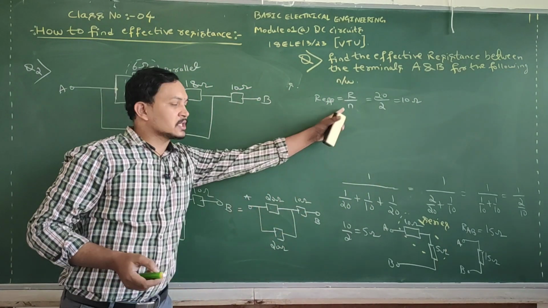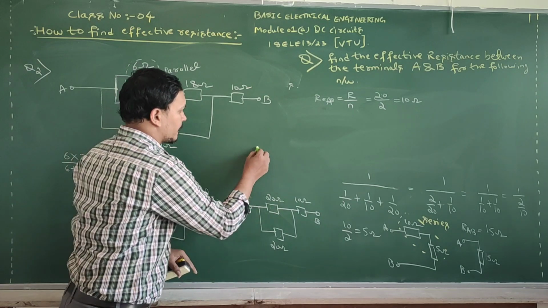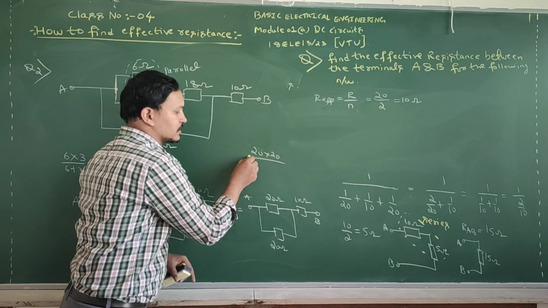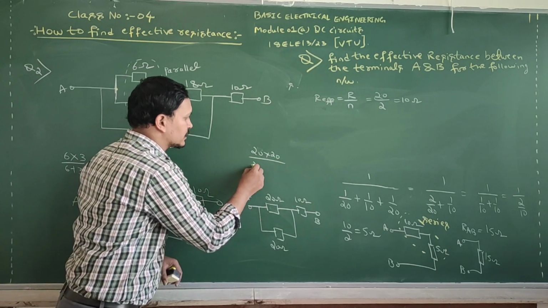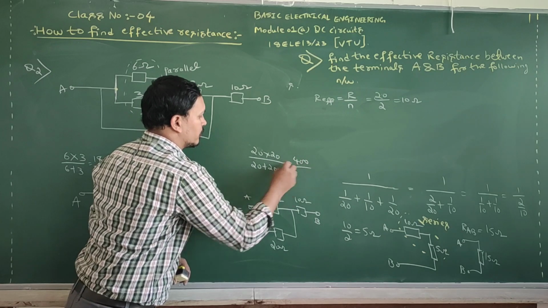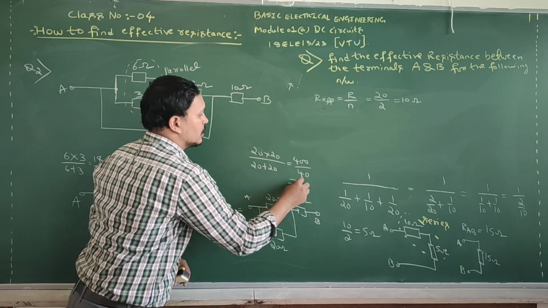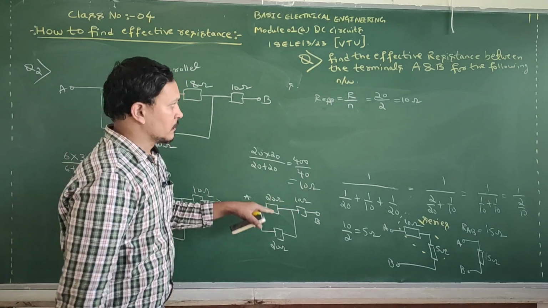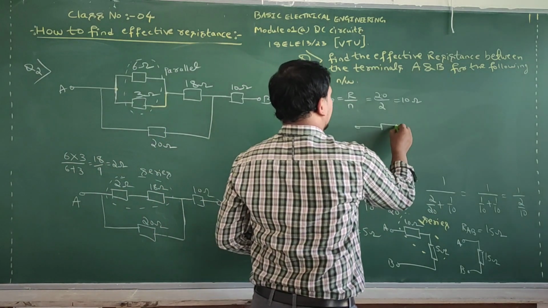Otherwise, if you forget this formula, simply, when two resistors are in parallel, multiply the two resistors in the numerator, add the two resistor values in the denominator. 20 into 20 how much? 400. 20 plus 20, 40. 400 by 40, 10 ohms. So you got the same answer. Now 10 ohm and 10 ohm.